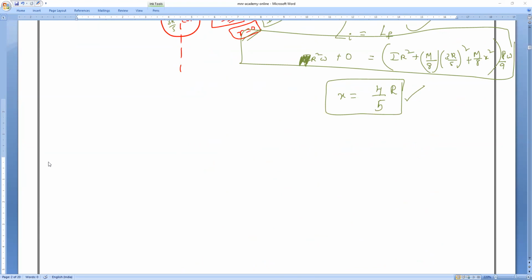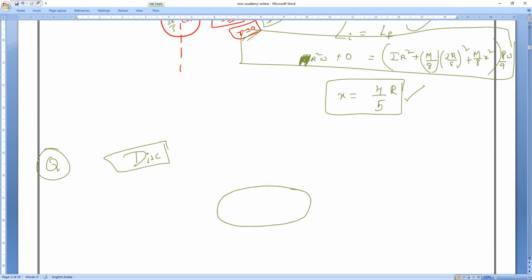Next one. We are going to take a disk. We all know the difference between a disk and a ring. I think you are all very familiar with it. Am I right, everyone? So let me take a disk, where the axis of rotation is passing through the center of mass, the COM. Let me take the angular velocity as omega.